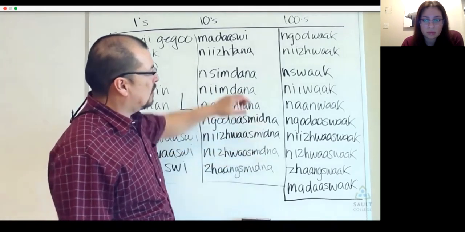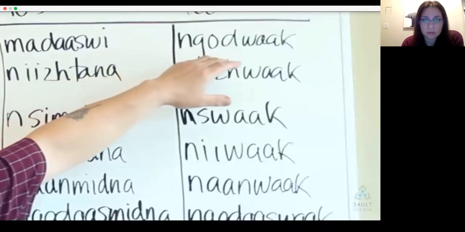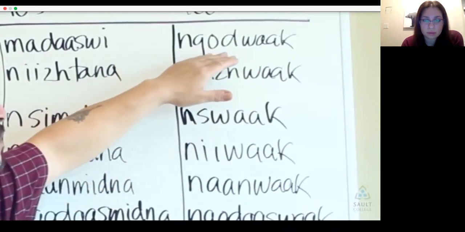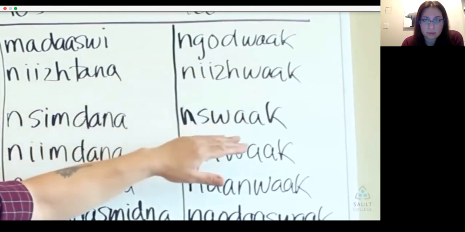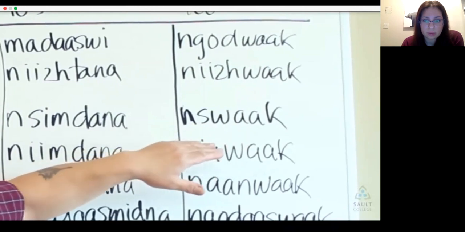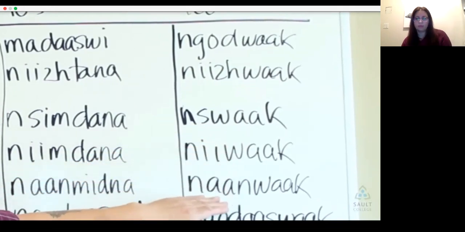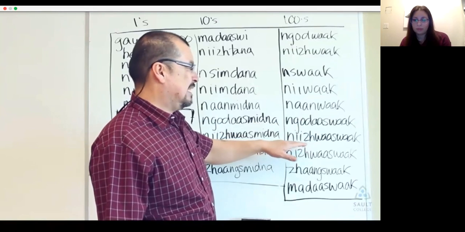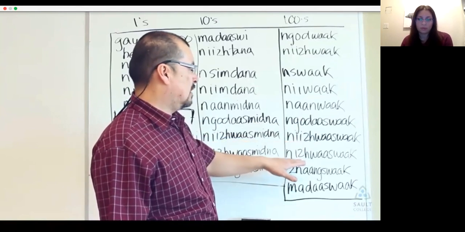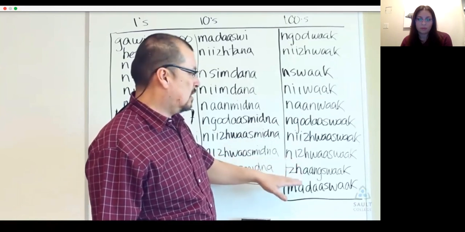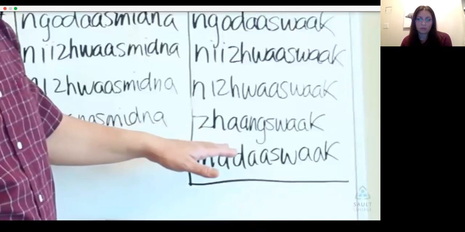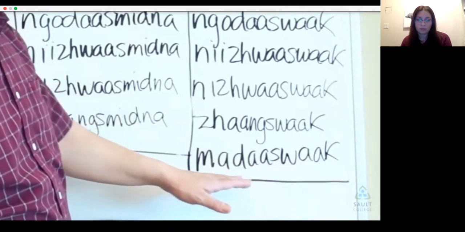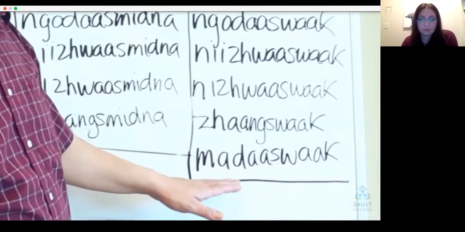And now we're going to move on to the hundreds column. Ngoding is the word that means once. Ngoding or ngodwaak means 100. Niizhwaak is 200. Nswaak, 300. Niiwaak is 400. Naanwaak, 500. Ngodwaaswaak, 600. Niizhwaaswaak is 700. Nshwaaswaak, 800. Zhaangswaak is 900, and finally we get to 10 hundreds. Mdaaswaak, 1,000. Okay, 1,000.